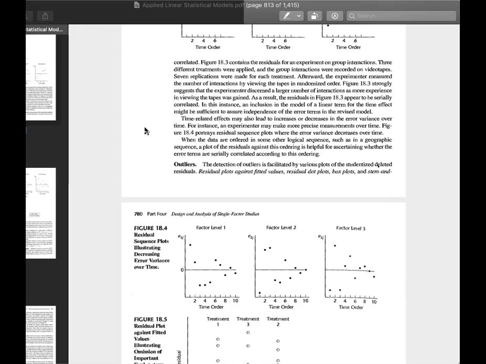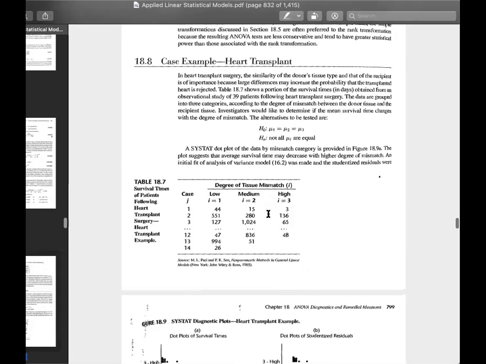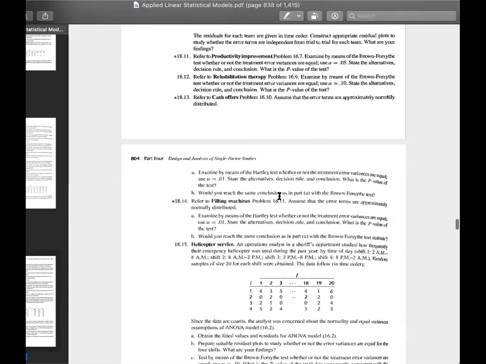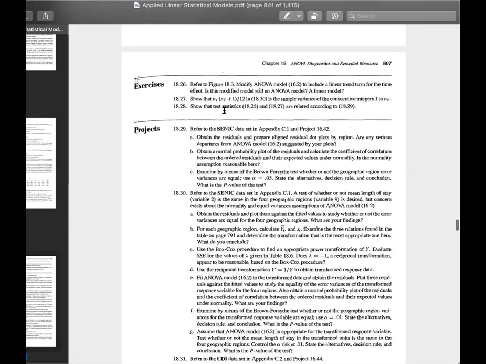Now we will go to number 27. 27 is show that Nt times Nt plus 1 over 12, in 18.3, which we just went over, is the sample variance of the consecutive integers 1 to n sub t.